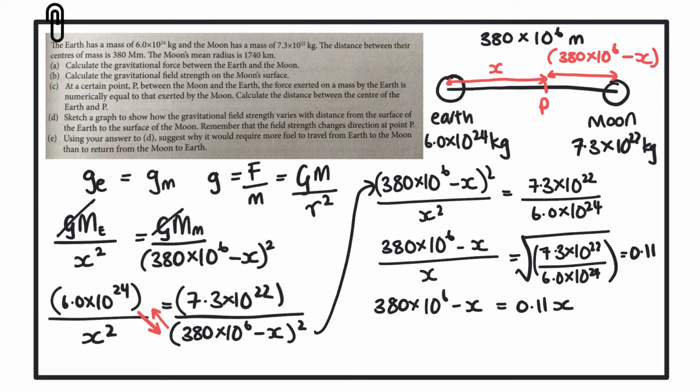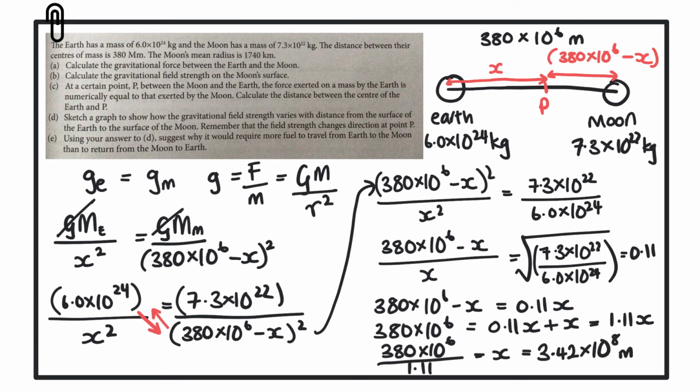Now I'm going to bring the minus x on the left hand side over to the right hand side where it will become a plus. And finally, to find x, we're just going to take 380 by 10 to the 6, divide that by the 1.11, and so that value works out to be 3.42 by 10 to the 8 metres.